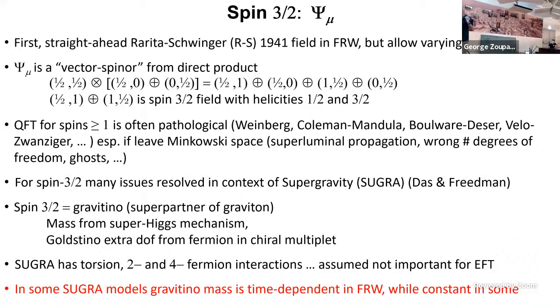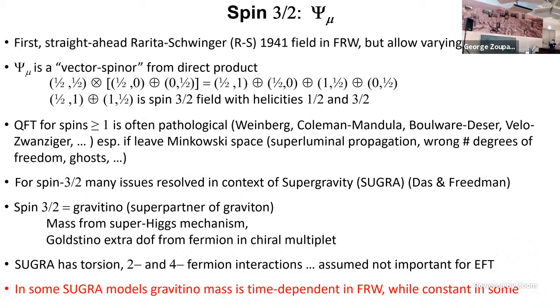Now, higher spin fields are very difficult or tricky to work with because there are often pathologies that arise. And you can go back to the 60s and read the papers of Steve Weinberg, Coleman and Mandula, Velo and Zwanziger, et cetera. And these complications involve potential superluminal propagation, wrong numbers of degrees of freedom. What could be worse than having the wrong number of degrees of freedom? Having the extra degree of freedom be a ghost. So, you know, you can run into a lot of trouble unless you're careful.